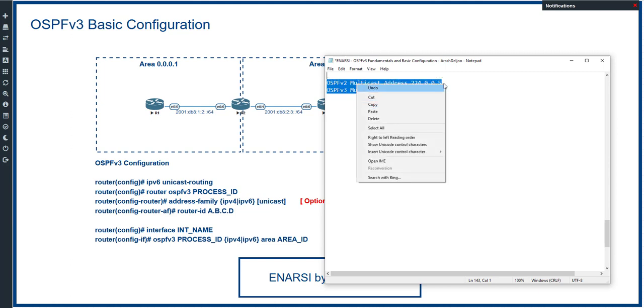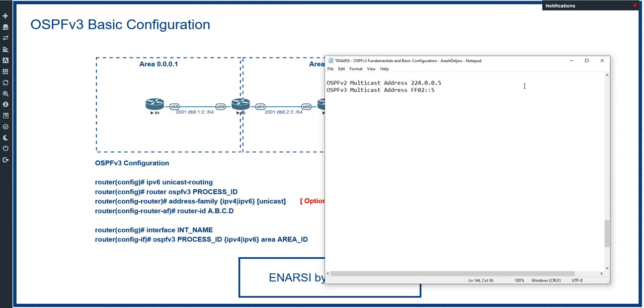Also in OSPFv2 we use another reserved multicast address for the DR and also BDR, and that IPv4 address is 224.0.0.6. Exactly, we have this concept in OSPFv3, and the IPv6 address of the DR and BDR is FF02::6. That's it. As you can see here, we have some similarities between the two multicast IPv4 addresses and the multicast IPv6 addresses. Let me show you here.